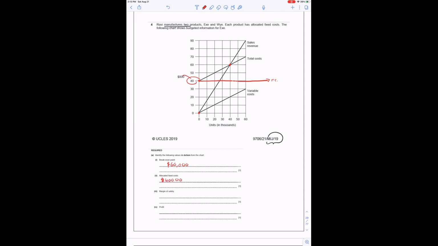What is my margin of safety? Margin of safety is my actual sales. What is my actual sales? This is the sales revenue. And my actual sales, if I see, it is 60,000 units. What is the break-even sales? Break-even sales is 40,000 units.